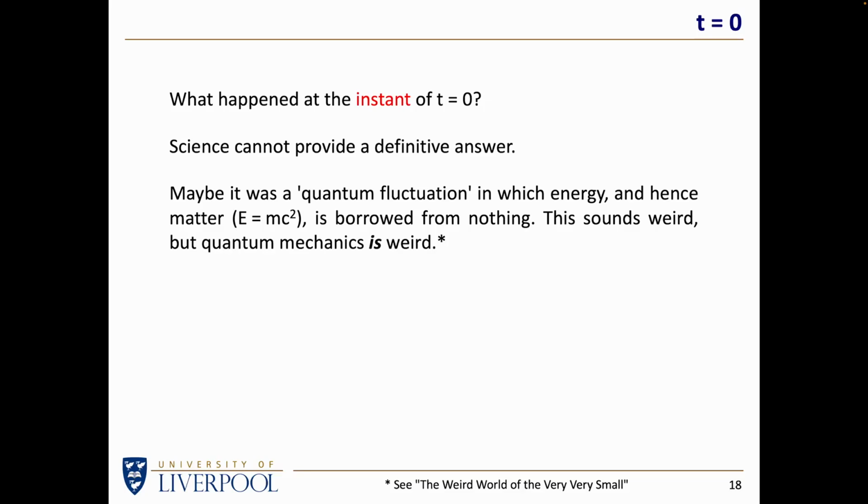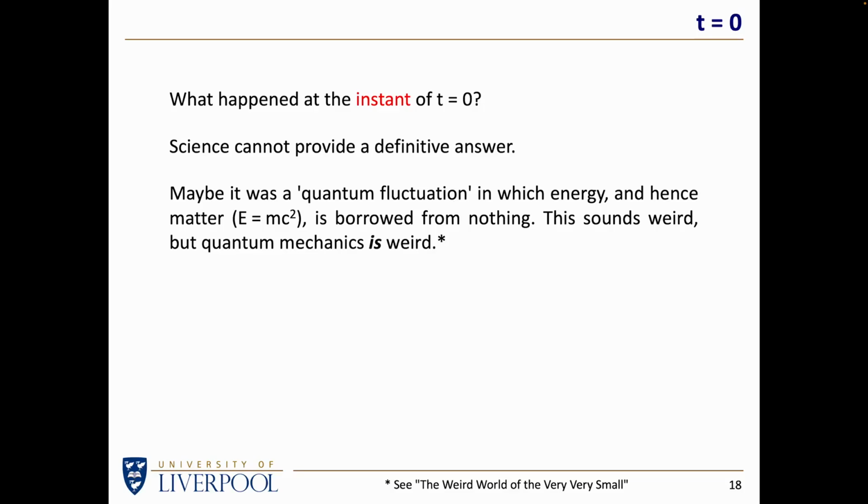And if we can borrow energy, we can use energy to make matter, because E equals mc squared. Einstein told us that matter and energy have a sort of symbiotic relationship. We can use energy to make matter, we can use matter to make energy. Borrowing energy from nothing sounds really weird. But yes, correct, quantum mechanics is weird. That's the topic of a completely different talk, the weird world of the very, very small.